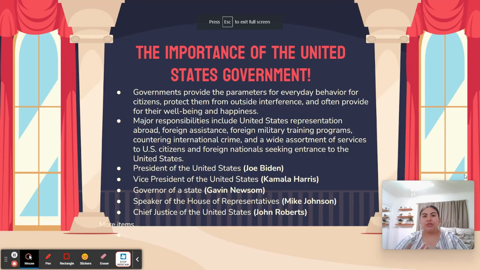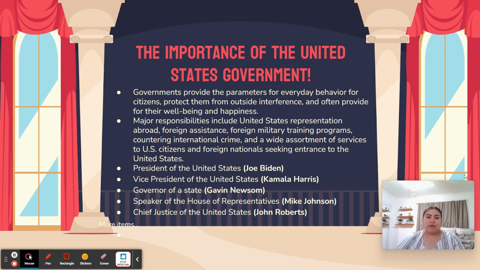And then we would just go ahead and talk about the importance of the United States government, and just let them know that the government provides everyday parameters of behavior for the citizens, as well as protects them from outside interference, and provides for their well-being and happiness.